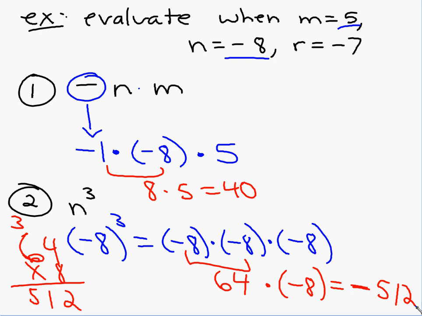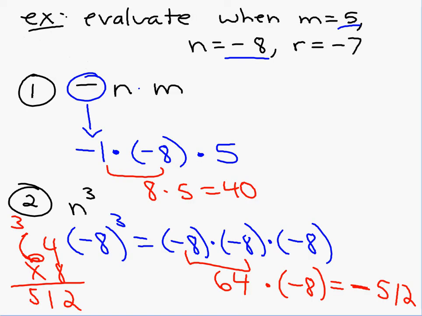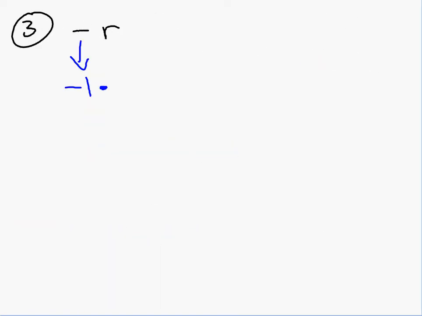Okay? How about this one? Negative r. Well, what did I tell you a minute ago? Treat that negative out in front like a negative 1. Negative 1 times, what was r? It was negative 7, so this is negative 1 times negative 7, which is positive 7.